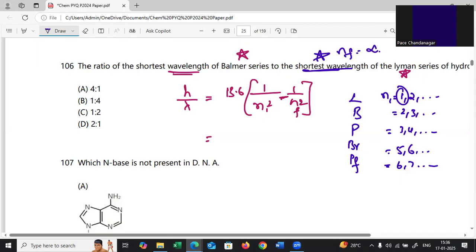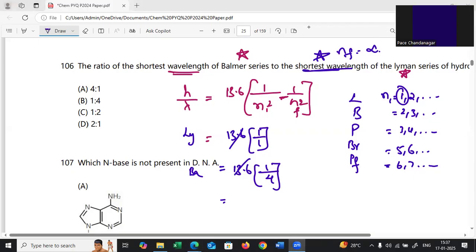So it is 1 by n1 square minus 1 by n2 square. 13.6 times 1 by 1 square is 1 only. And for the second one, this is for the Lyman series. And for the Balmer series, 13.6 times 1 by 4 बन जाएगा. 1 by 2 square तो 4 बन जाएगा because infinity वाला तो 0 बन जाएगा. 1 by infinity is 0. So now 13.6 goes off. This would be your 4:1 there, right? Next option, yeah. 4:1, option A will be the thing there.